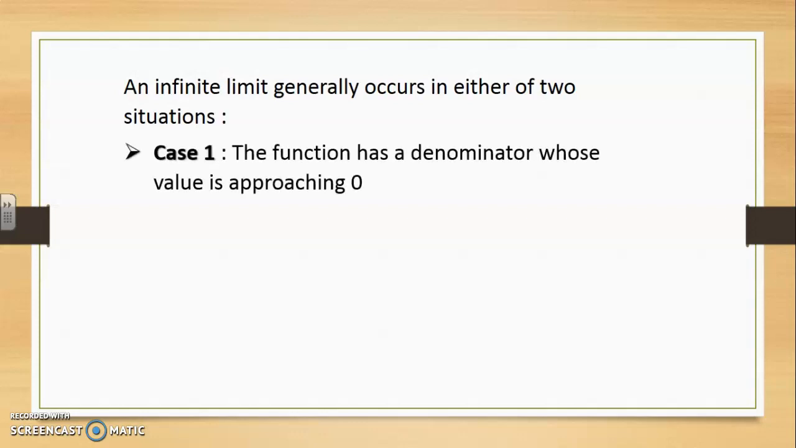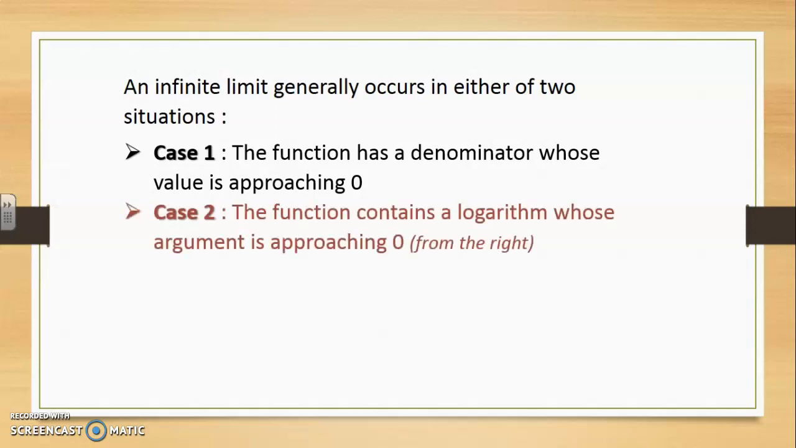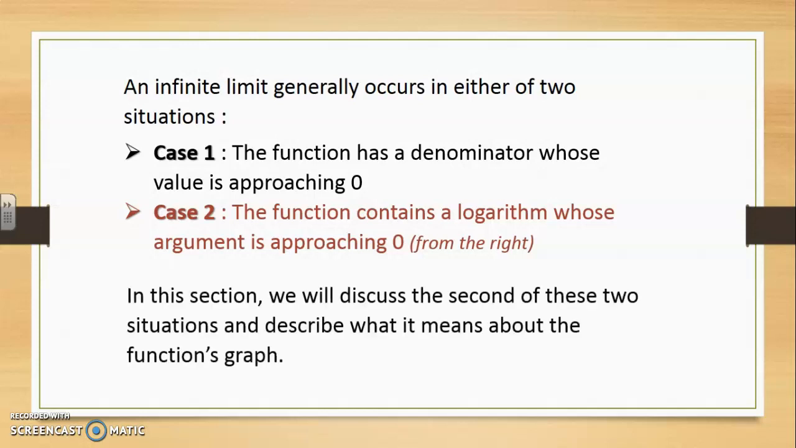Case 1, which was discussed in the previous video, occurs when the function has a denominator whose value is approaching 0. Case 2, the function contains a logarithm whose argument is approaching 0 from the right to respect its domain. In this section, we're going to discuss the second of these two situations and describe what it means about the function's graph.